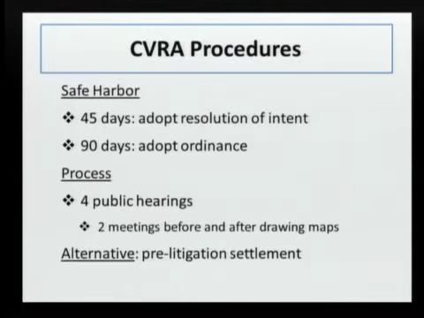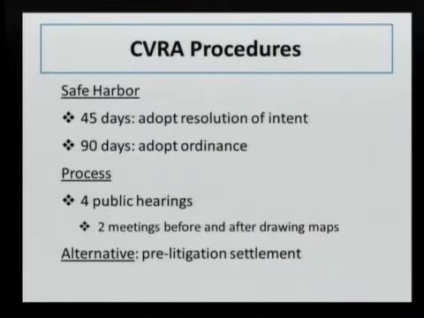The process of making that transition is also outlined in the law, and in very basic terms, 4 public hearings have to be conducted in between adopting the resolution of intent and adopting the ordinance. 2 hearings before actual maps are proposed to consider how the district lines should be drawn, and then 2 hearings after the maps have been proposed to consider those maps and collect more public input. So there's a lot of process in a fairly short time frame here.